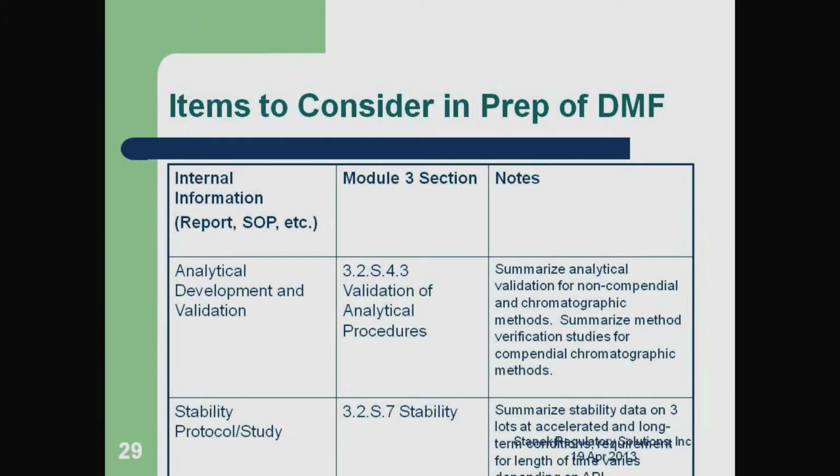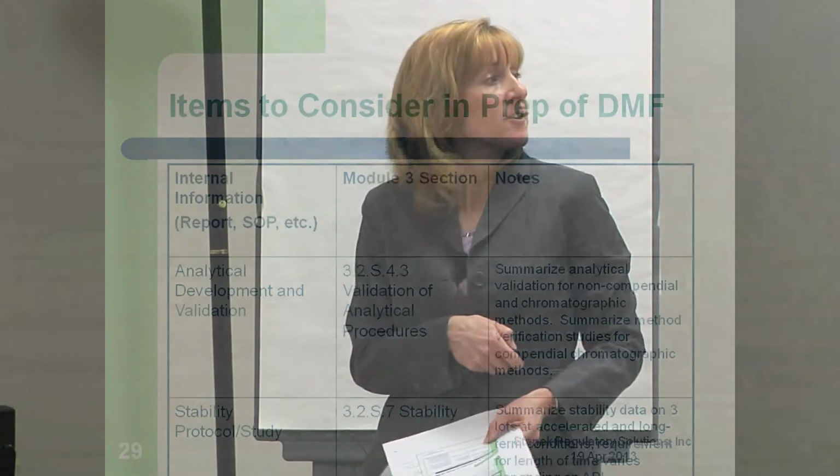You'll need to develop an internal stability protocol and study. Usually 3 lots at accelerated and long-term conditions. I'm sure everyone's familiar with ICH conditions. It's very prescribed. I have done DMFs where we've provided data on pilot scale lots, but again, you're going to need to commit to doing full-scale lots.